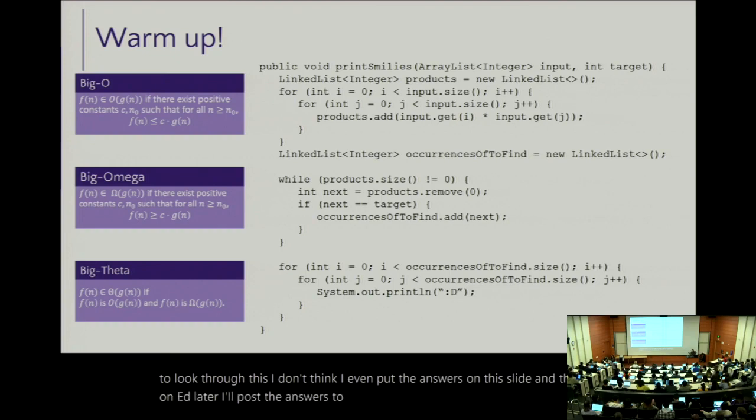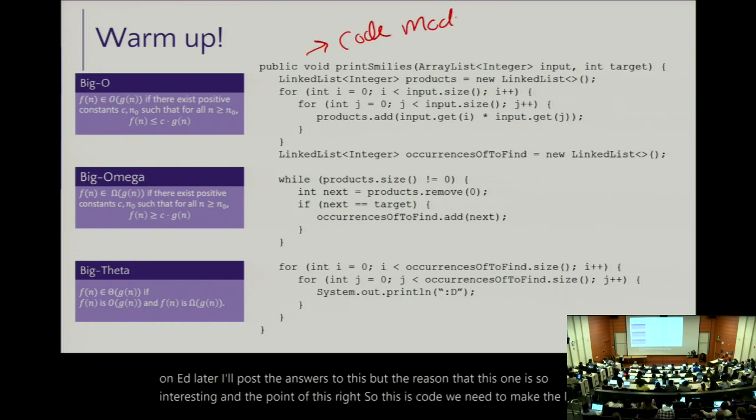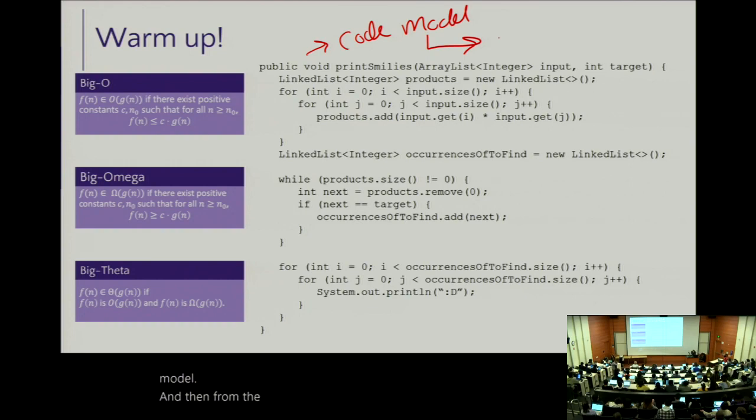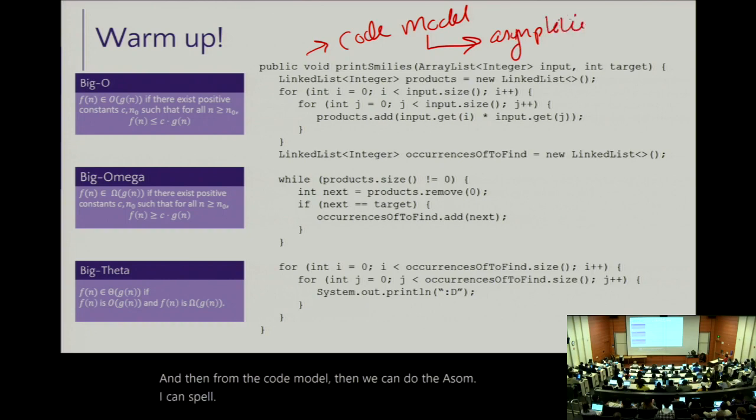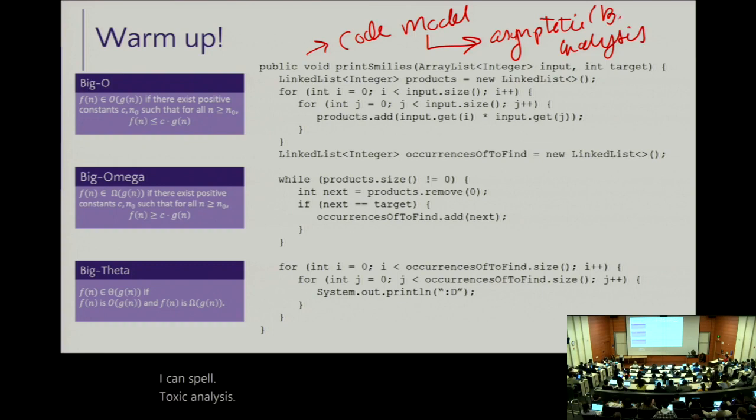The reason that this one is so interesting and the point of this, right? So this is code. We need to make the code model. And then from the code model, we can do the asymptotic analysis, which is the big O. So we have to start with that code model first.